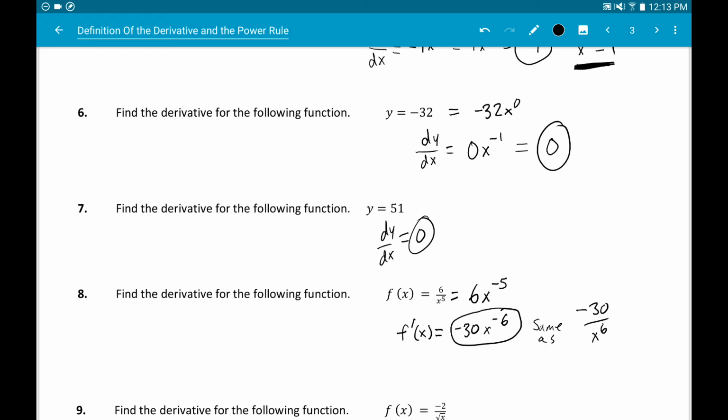Hawks accepts it that way. It's no problem to have a negative exponent. There's really nothing wrong with that. If you did choose to write it as negative 30 over x to the 6, it will accept that also. So you can write it either way, but you're just going to see me in these videos leave things in terms of negative exponents like I have circled.